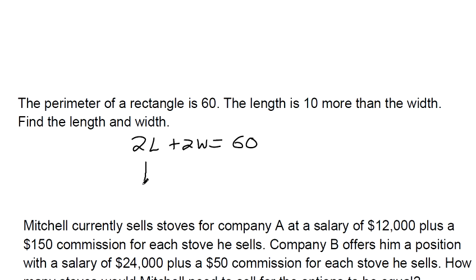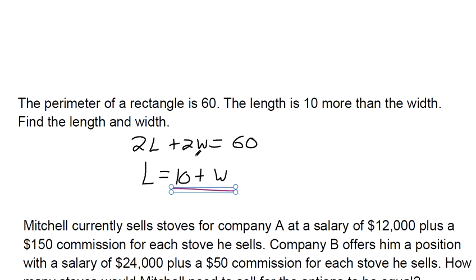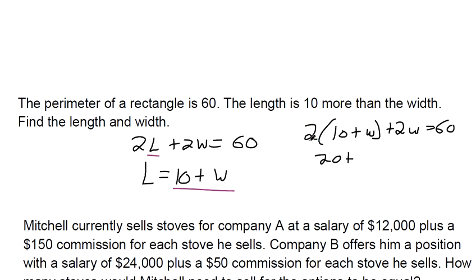And they say the length is 10 more than the width. And just like the last problem, we are set up for substitution. We can replace L with 10 plus W. Just be careful when you replace L, make sure to put 10 plus W in parentheses. Okay, so now we can distribute the 2. 2 times 10 makes 20. 2 times W makes 2W.